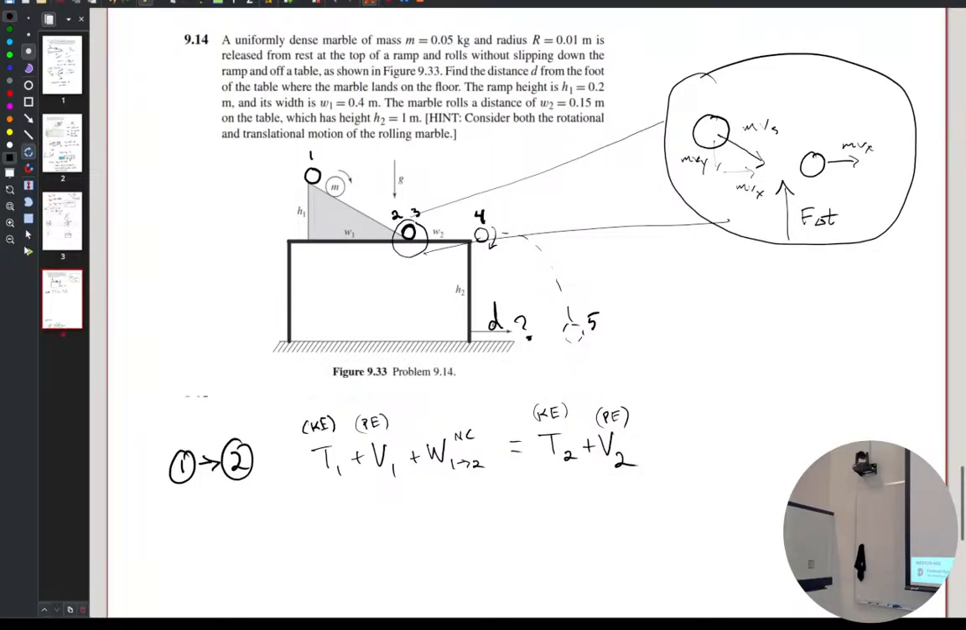And you can have a negative potential energy, right? Assuming that after the table it goes to negative H2, then that's okay. It's still a positive change, at least it's still an increase. So your reference frame of H equals 0 can literally be anywhere.